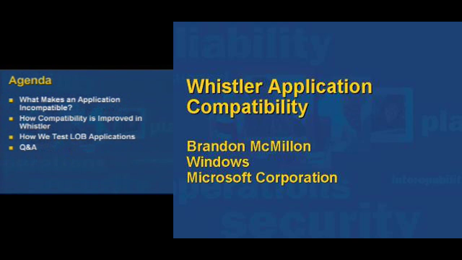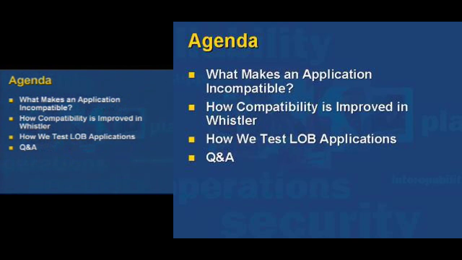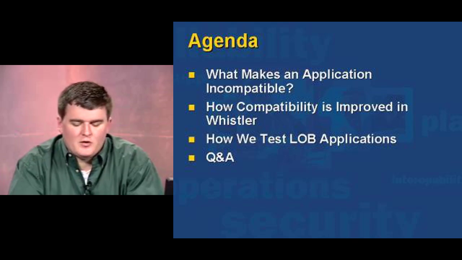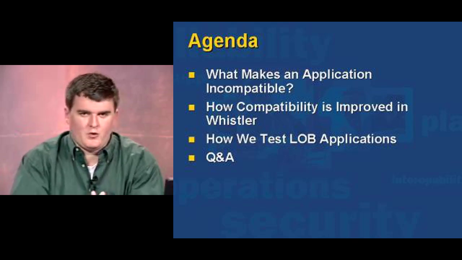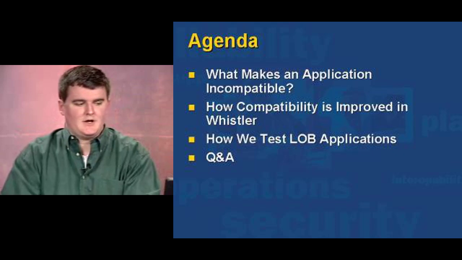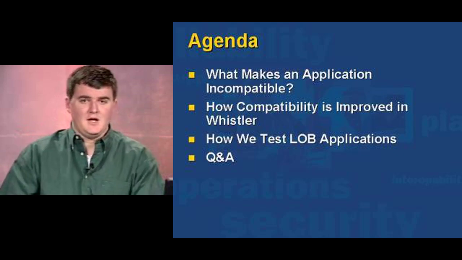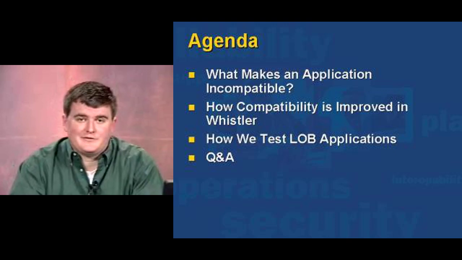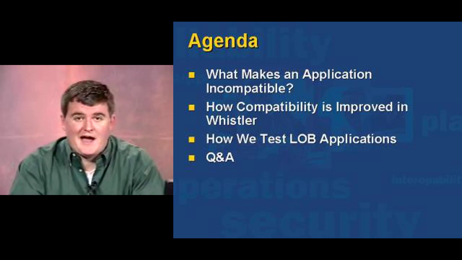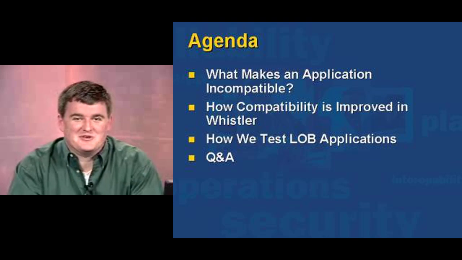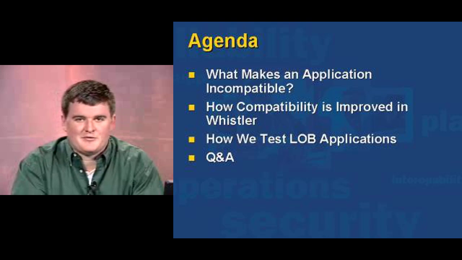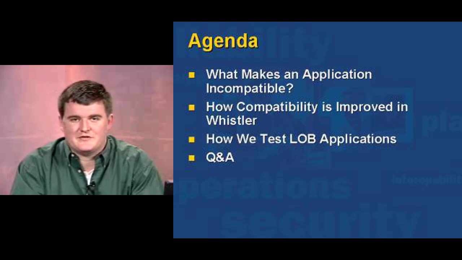Our agenda starts off with what makes an application incompatible. So, what are all these different references that have happened, and what are the changes that occur when one operating system ships to the next that causes an application to go from working to not working? Then we're going to talk about how compatibility is improved in Whistler, meaning how we can make sure that the customers don't see those applications going from working to not working. They have their old operating system, they move to their new operating system, everything continues to run just fine.